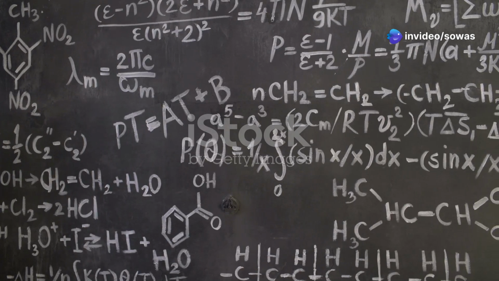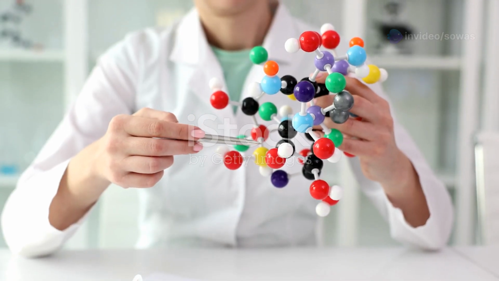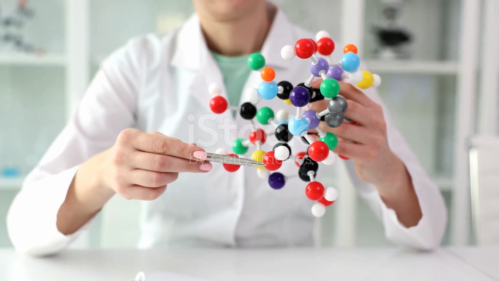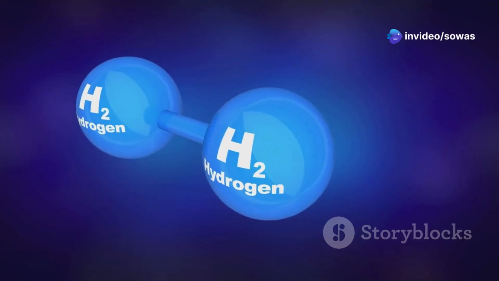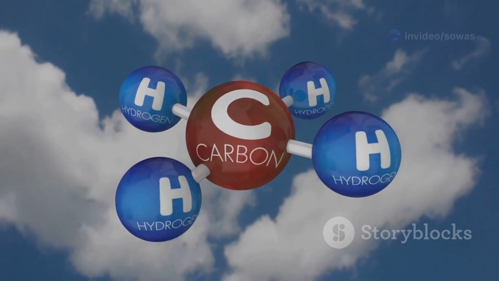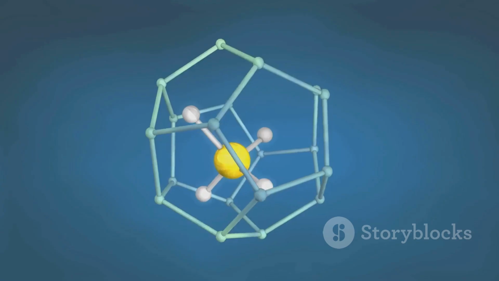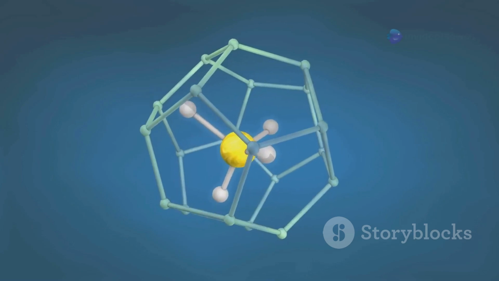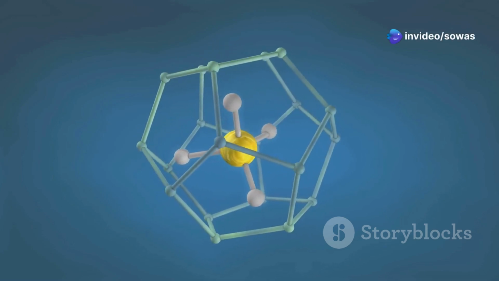Section 5, the octet rule in action: examples of covalent bonding. Let's see the octet rule in action with a simple example. Methane, CH4. Carbon, with its 4 valence electrons, needs 4 more to achieve an octet. Each hydrogen atom with 1 valence electron needs 1 more. By sharing electrons through covalent bonds, each atom in methane achieves a stable electron configuration. Carbon effectively gains 4 electrons, completing its octet, while each hydrogen effectively gains 1 electron, achieving a stable duet.